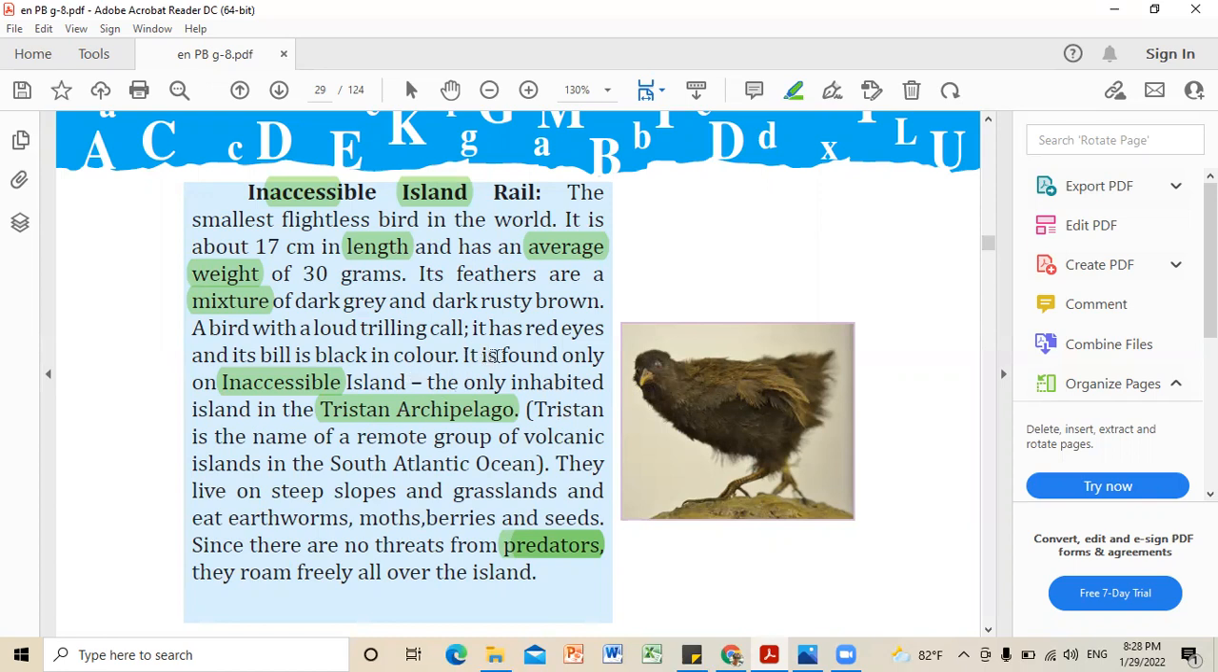And it says it is found only on inaccessible islands. So that is what I said, where people do not go, right? So people cannot reach these islands. So that is where these birds live. The only inhabited island in the Tristan archipelago, right?